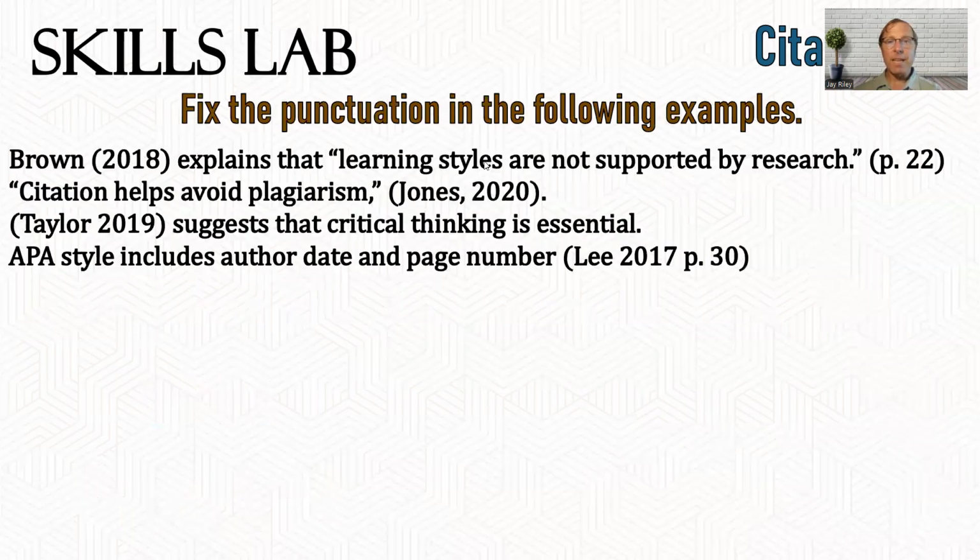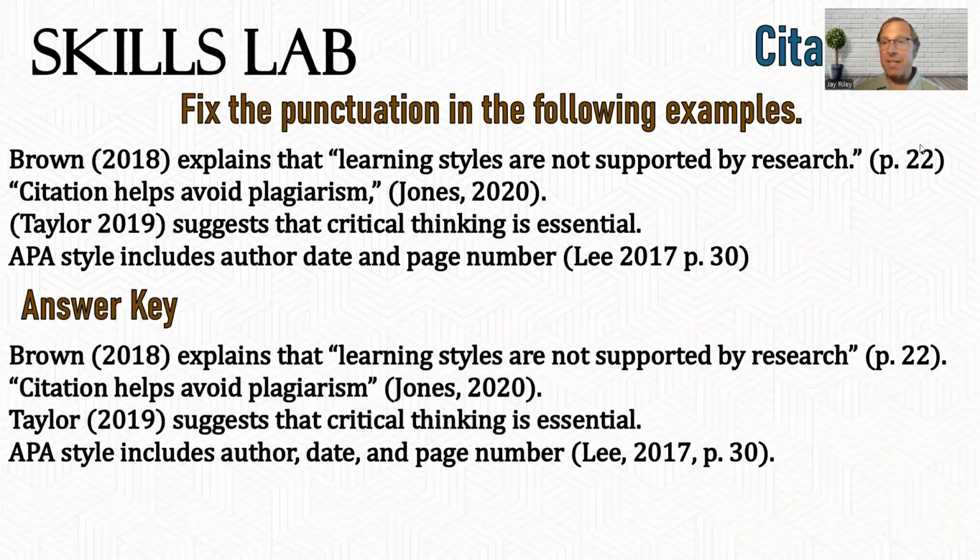Brown, 2018, explains that learning styles are not supported by research, page 22. Citation helps avoid plagiarism, Jones, 2020. Taylor 2019 suggests that critical thinking is essential, and APA style includes author, date, and page number, Lee 2017, page 30. So let's take a look at this first one. Brown 2018. Okay, so he explains that learning styles are not supported by research. So first of all, I've got this period inside the quotes. It needs to go back here. Okay. And it's got to follow the page number.